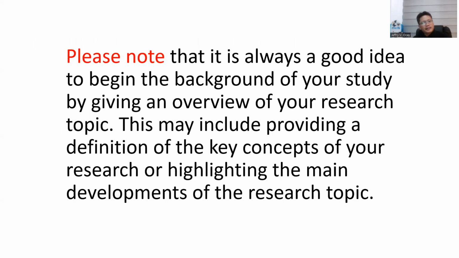And please note that it is always a good idea to begin the background of your study by giving an overview of your research topic. This may include providing a definition of the key concepts of your research or highlighting the main developments of the research topic. And you will understand me when I present the sample now.